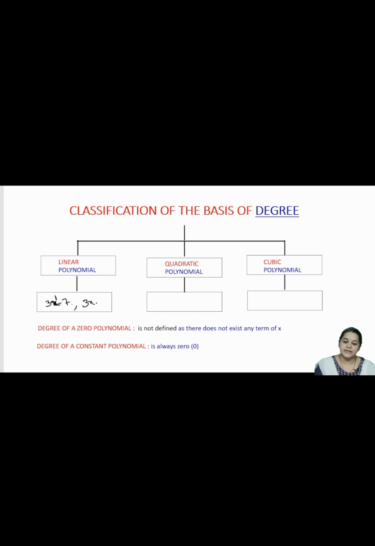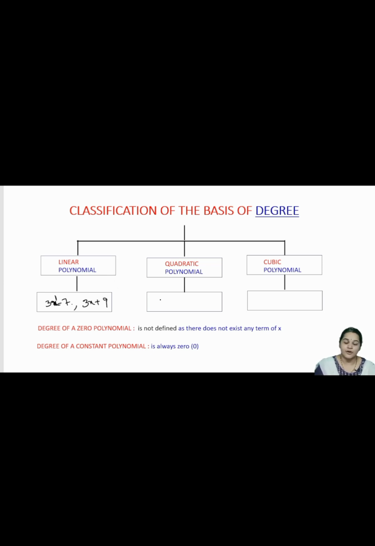Next, 3x plus 9. It is a linear polynomial. Or else 4x plus 7. It is a linear polynomial. We can see here 7 is a constant, 4x is the x term, and there does not exist any other term of x. So it is the only term of x and the power of x is 1. It is the highest power of this polynomial. So 4x plus 7 is a linear polynomial.